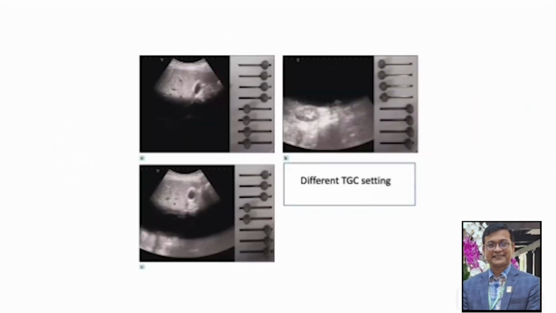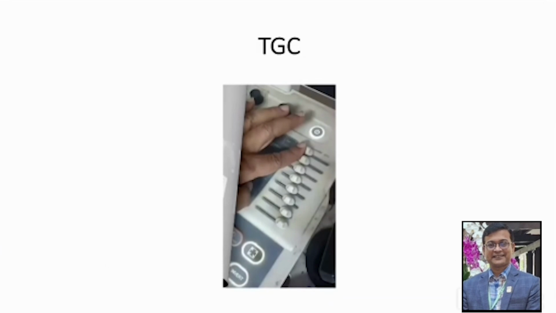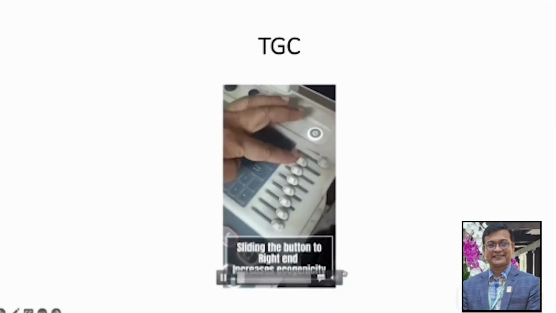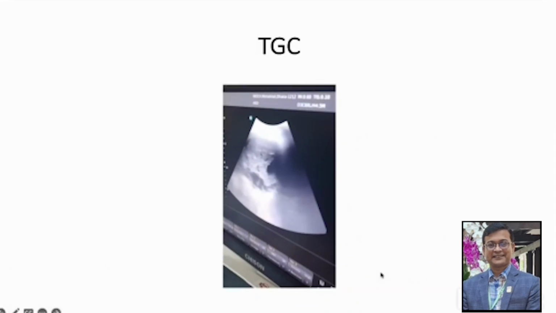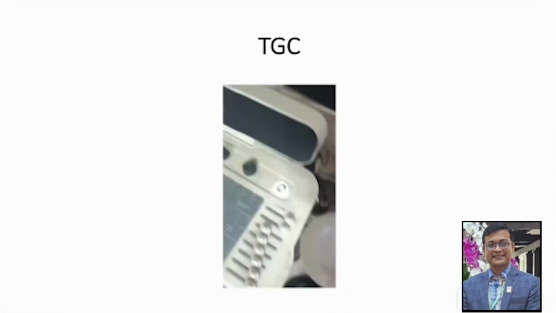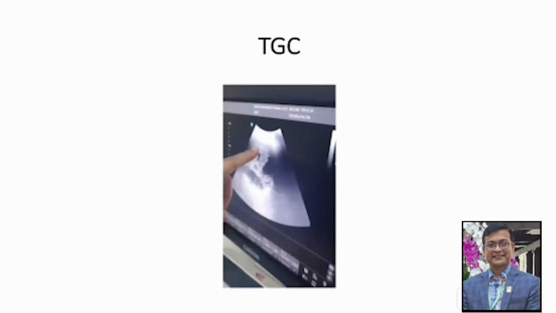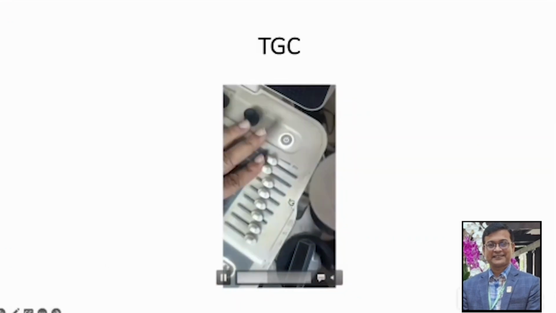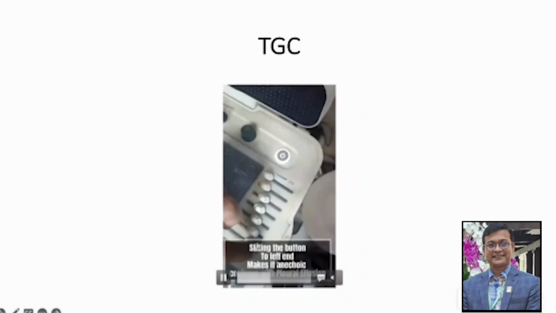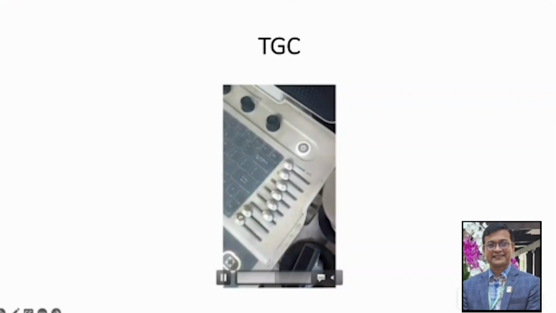Just have a look at this video. So here I have put the TGC button for the nearer image further, so it is more bright. And for the furthest structure, I put it in the lowest amplitude, so it is dark.